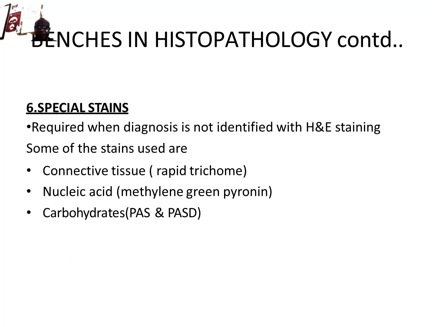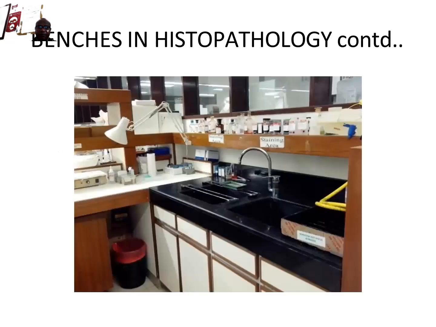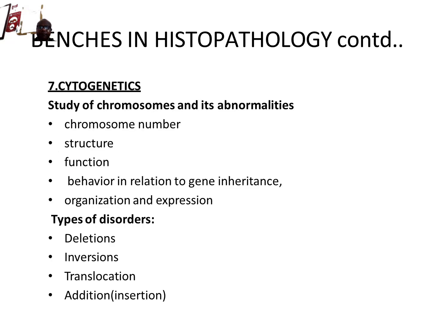Special staining is required when the diagnosis is not identified with H and E staining. Some of the stains used: for connective tissues you use rapid trichrome. For nuclear material, you use methyl green pyronin. For carbohydrate, you use PAS and PSD as the stains. This is a very good laboratory. The sinks are there, and infection control is well done. This is the staining area of a laboratory.